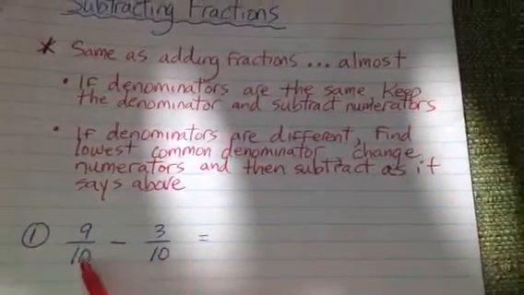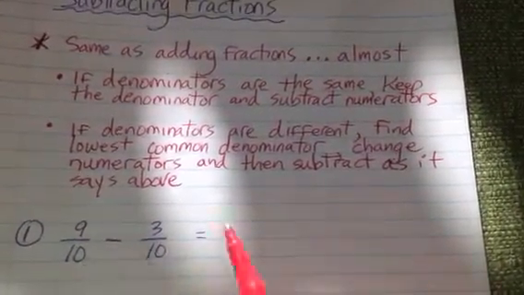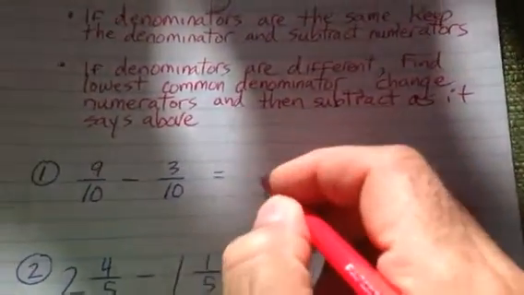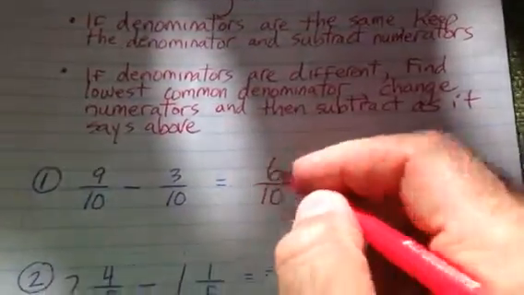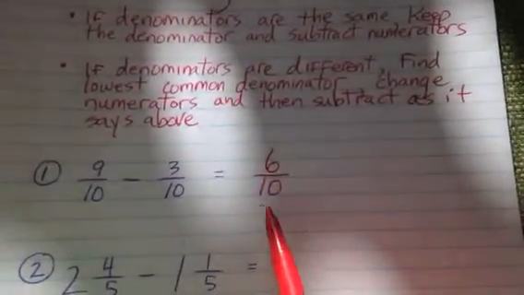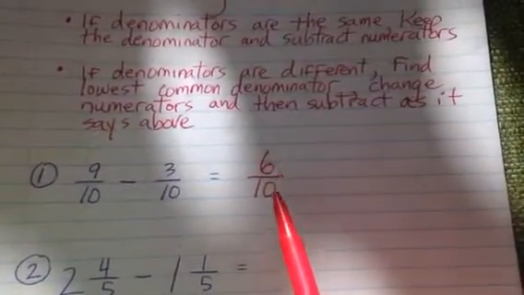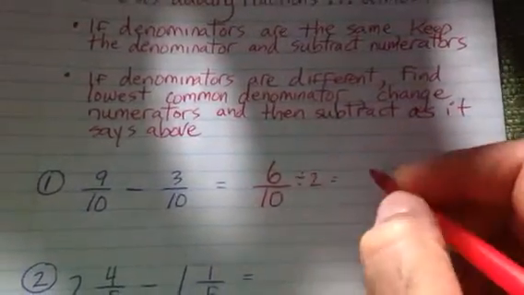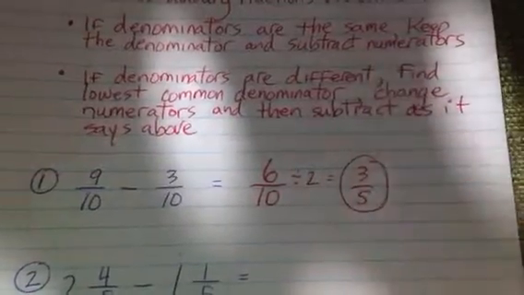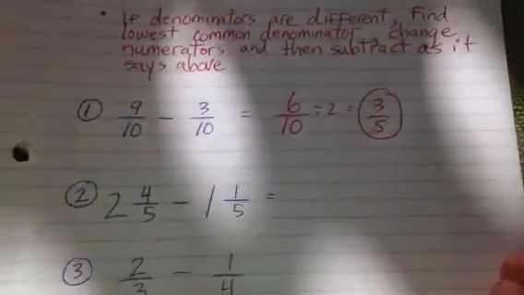So here we are, two fractions. The bottom numbers, denominators, are the same, so you keep the bottom number and you simply subtract the top. 9 take away 3 is 6. Now, an important skill is reducing. You have to reduce this. Divide both of these numbers by 2. So you get 3 over 5, 3/5. That's the final answer. Next one.